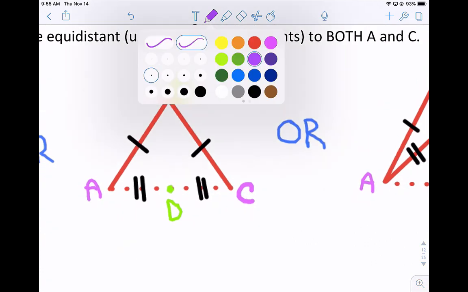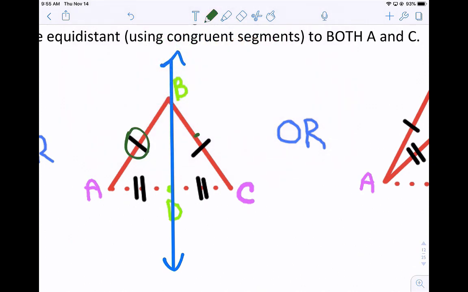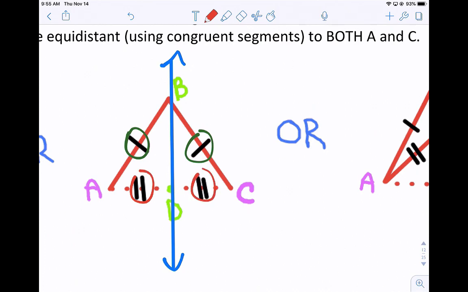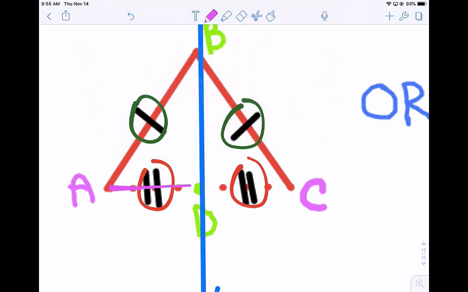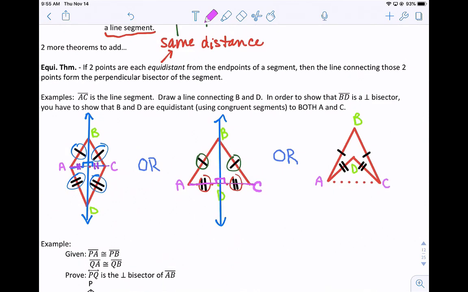Okay, so let's again draw in a line connecting B and D, and we want to see, is this the perpendicular bisector of AC? So to show that, both points would have to be equidistant from the endpoints. So if you notice, B is the same distance from A and C, D is the same distance from A and C, and so what that means is that the blue line, BD, is perpendicular and it's the bisector of AC. So we're looking for equidistant things.